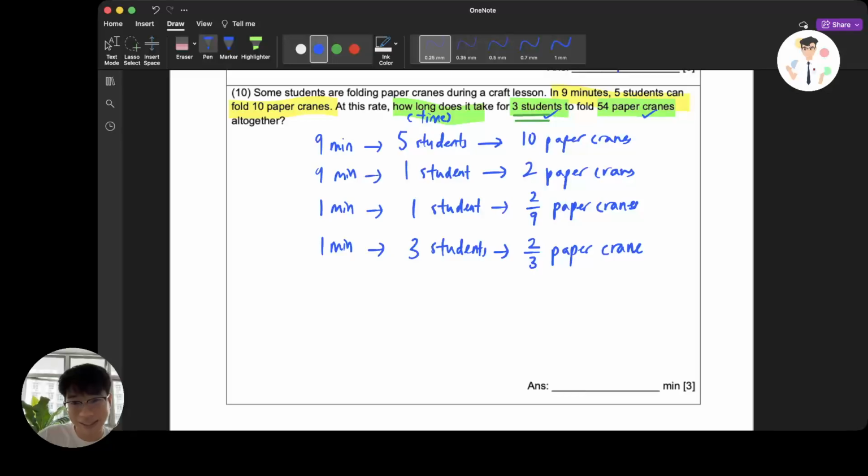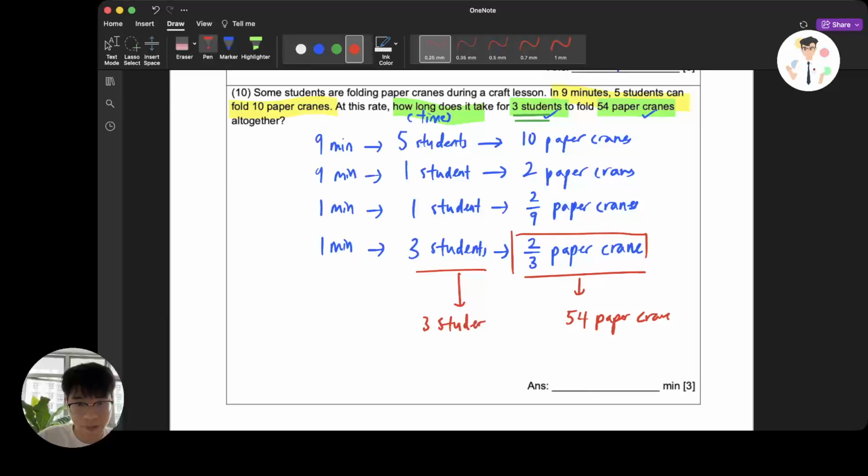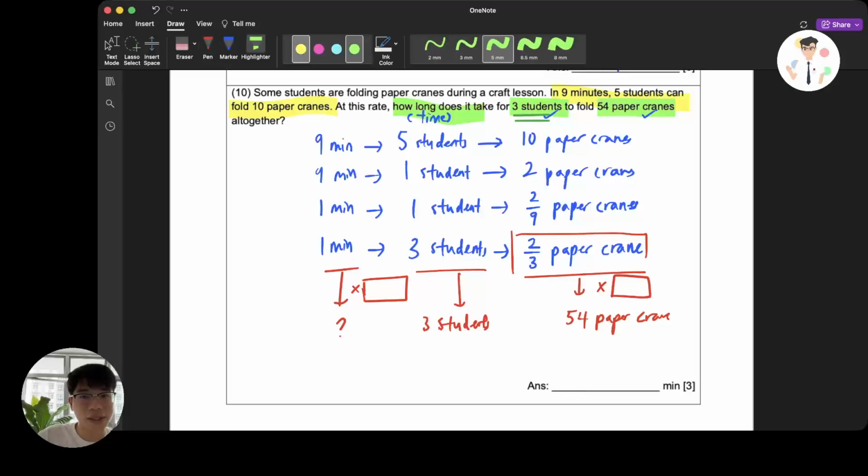Now, look at here, if this now changes to become 54 paper cranes, and this is still 3 students, then what will be the time here? That is basically what the question is asking. Now, 2 over 3 needs to times what to become 54? That is the key question, and that will be exactly the time that we have here. So whatever we times here will become our answer here.